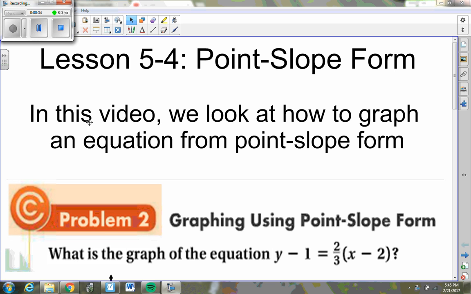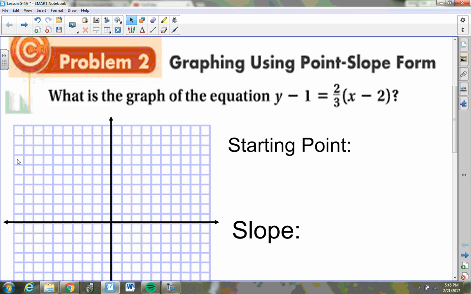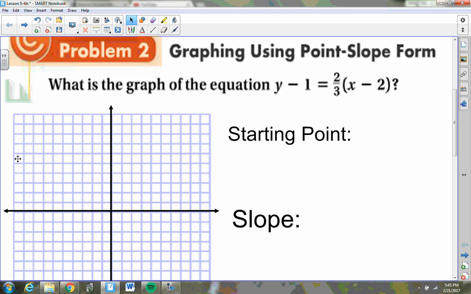It's pretty straightforward, pretty nice and easy. You just have to find two things, basically the same two things that you found in the other form, y equals mx plus b, or slope-intercept form. But in this form, the starting point that we use is slightly different.